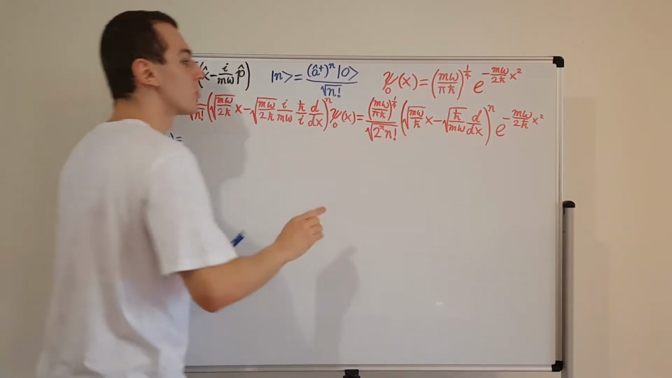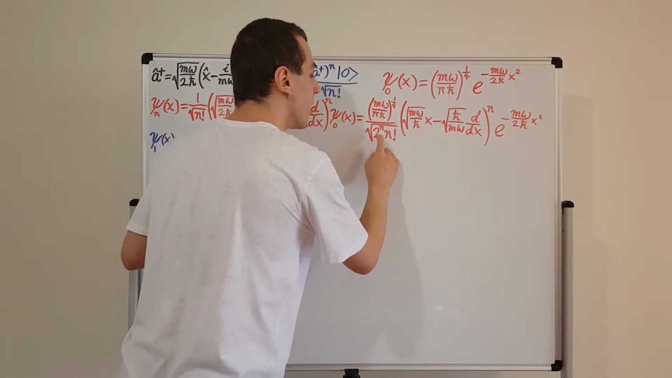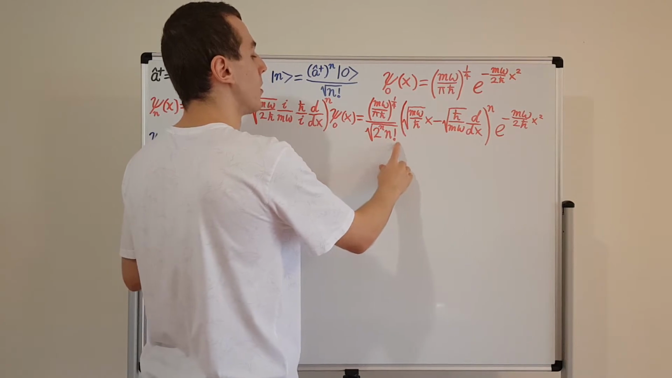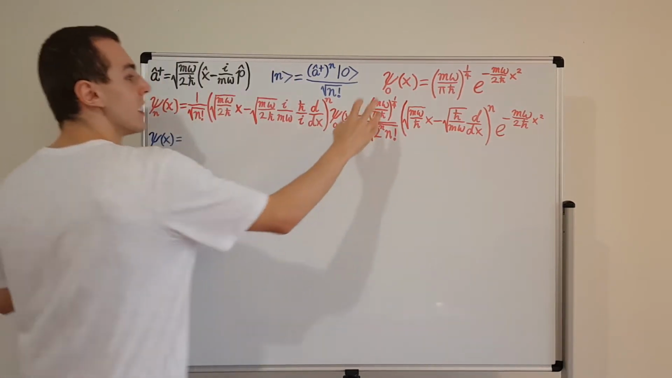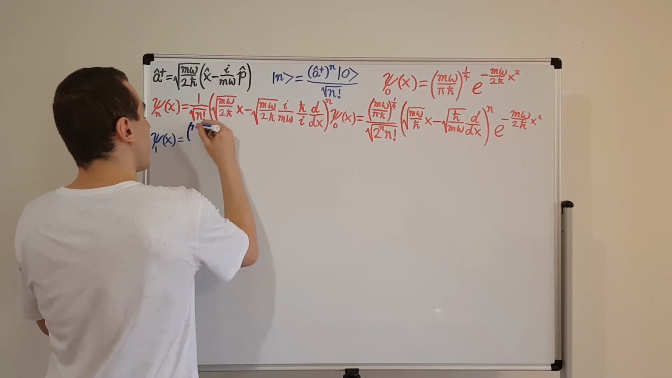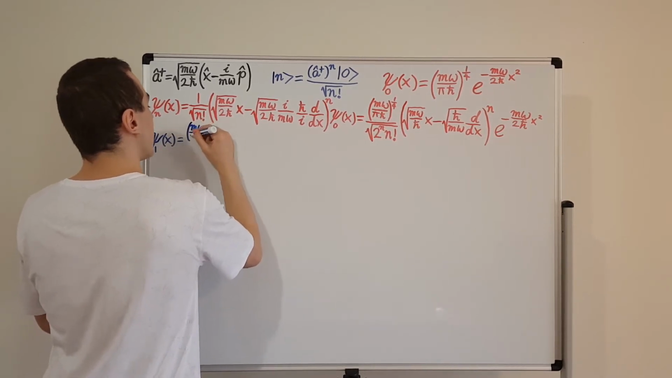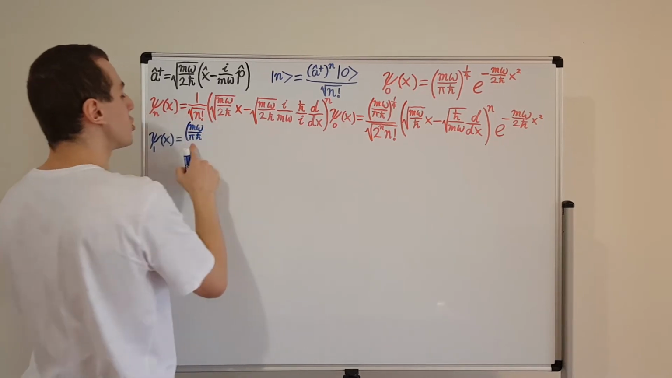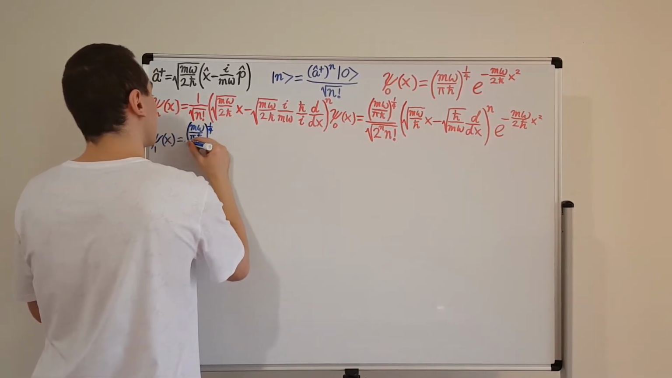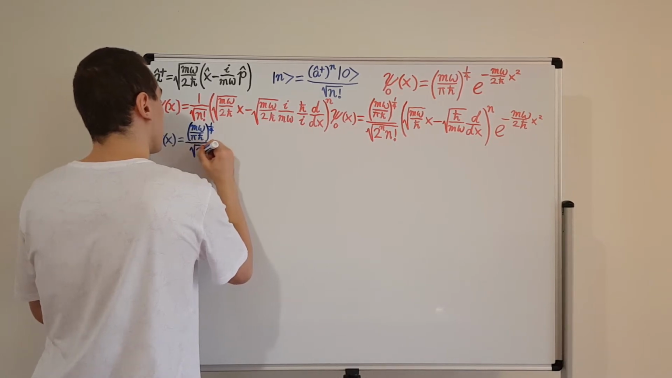But now let's set n equal to 1. If we set n equal to 1, we have 2 to the power of 1, that's 2, times 1 factorial. 1 factorial is 1. So we're just going to have this coefficient divided by the square root of 2. So I'm going to write that over here. M omega over pi h bar, not 2 h bar, pi h bar, to the power of a quarter over the square root of 2.